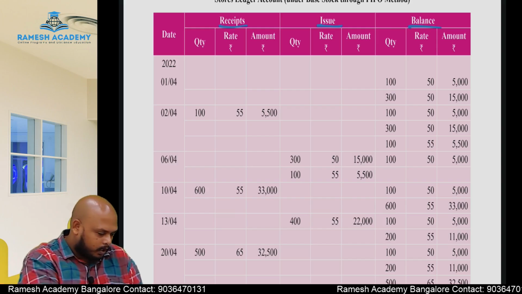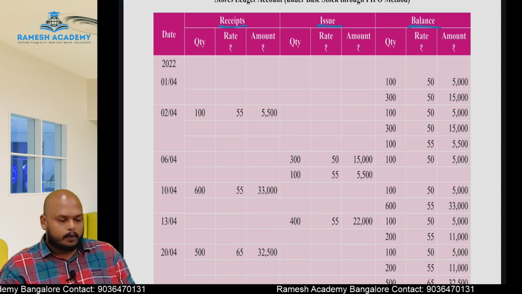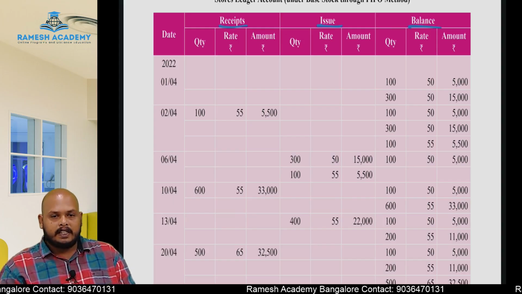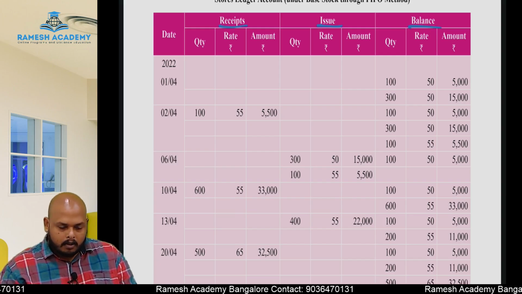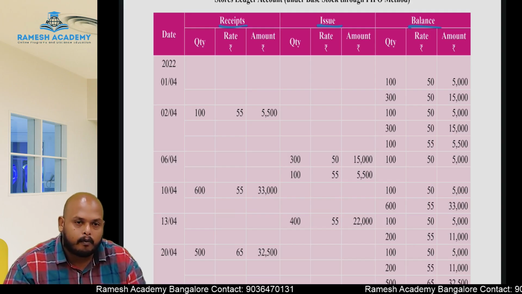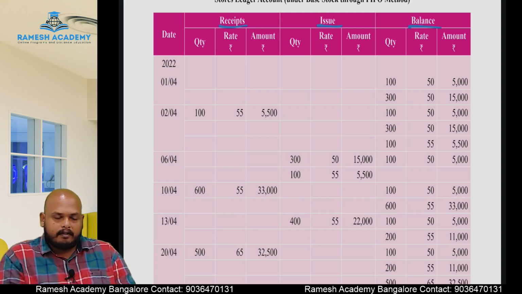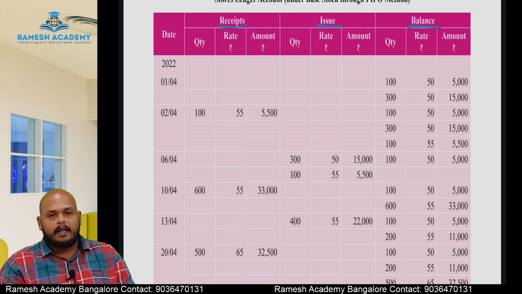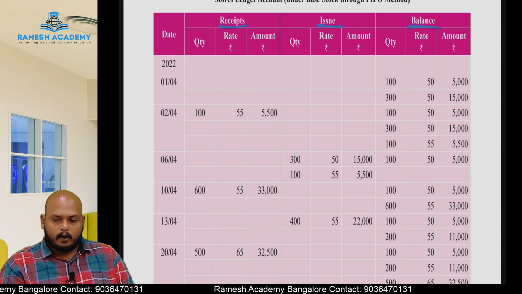See the given question now. First, on 1st April 2022, how many units did they give? 400 units. And what is the price per unit? 50 per unit. So he gave an opening balance. Opening balance we should not write in the receipt column. Only purchases we should write in the receipt column. Opening balances we have to write directly in the balance column.